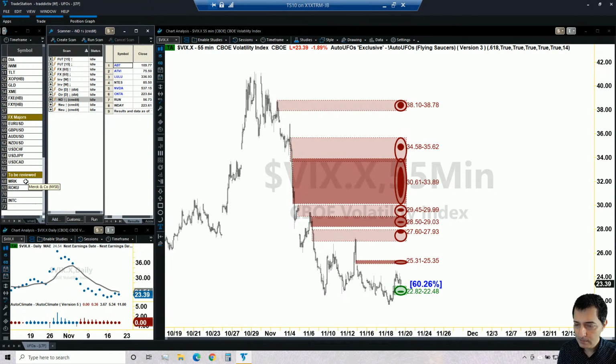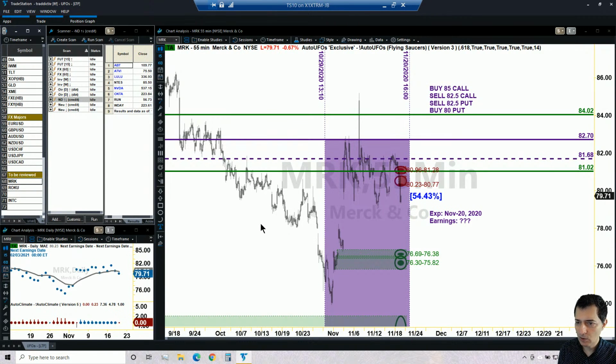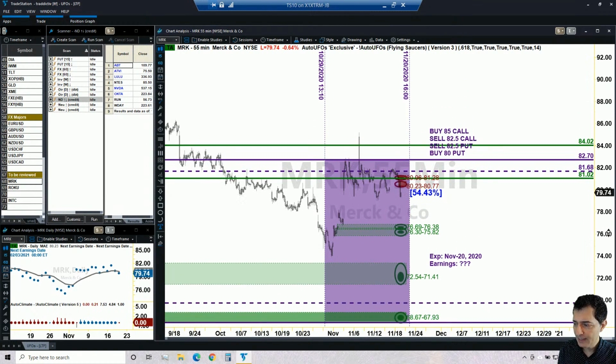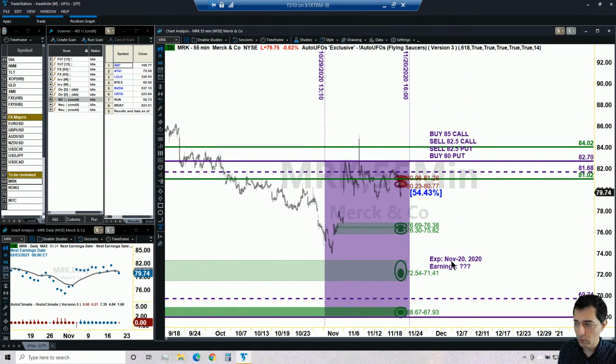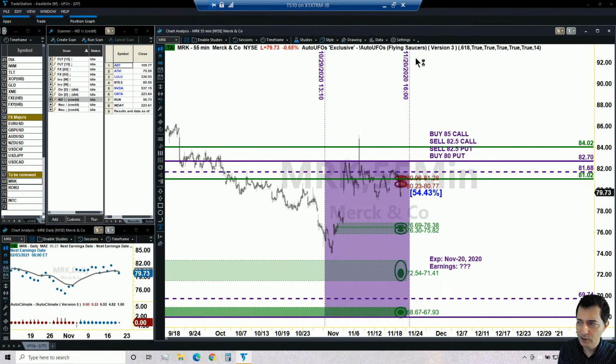Cool. So now, the trades that we have running. The first one is Merck. We talked about this trade last week. This trade concludes tomorrow, and we're using the November 20 expiration. Let me load Option Session Pro so we can look at this trade on the option chain as well.